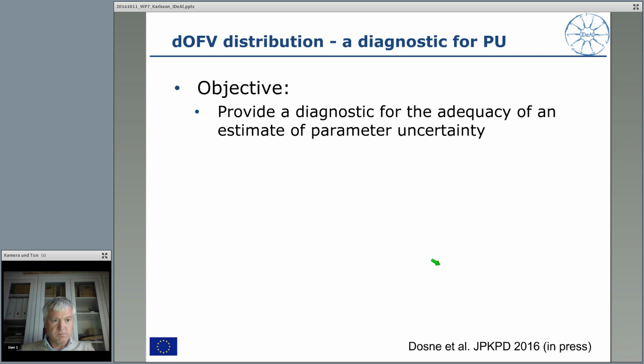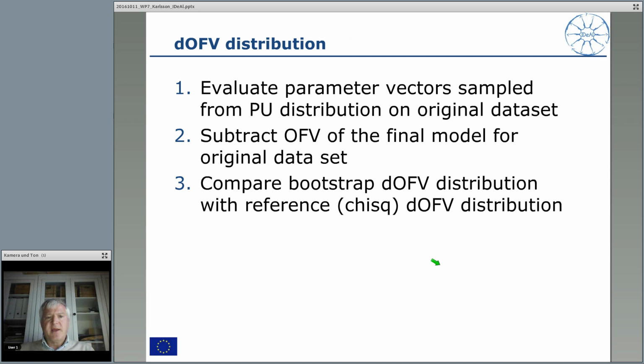So the principle of this diagnostic, the dOFV distribution, is that if we have a parameter uncertainty distribution, we can sample parameter vectors from it. So we do that, and then we apply that to the original data set and evaluate the goodness of it as the objective function value. Based on that objective function value, we then subtract the objective function value from the final model of the original data set, which of course has a lower value unless it's a local minimum. So we now have a difference from the best parameter vector.